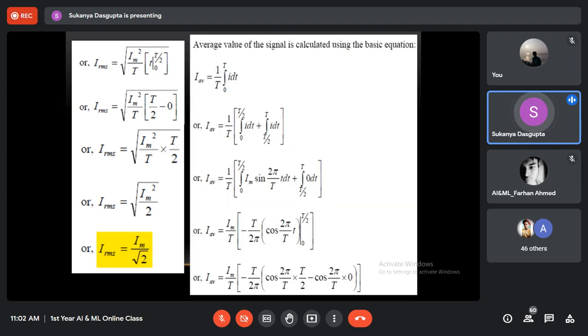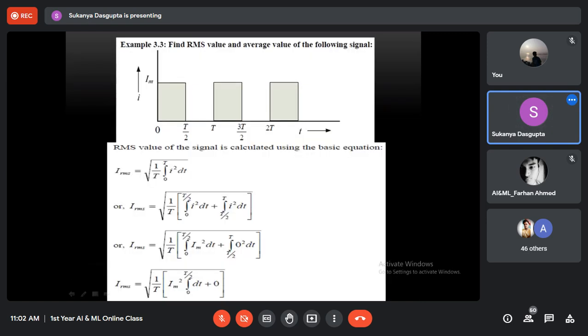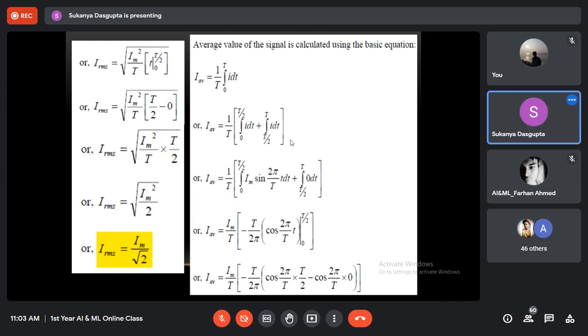Okay, how to calculate the average value? It's not a sinusoidal signal. It's not a signal in which the positive and negative halves are symmetrical, because in this signal there is no negative half. The signal has only a positive half. So here we'll apply the conventional technique for calculating the average value. We'll consider total time period capital T as the upper limit of the integration, so 1 by T integral 0 to T I dt. Now just put the mathematical expression of I, it's constant.